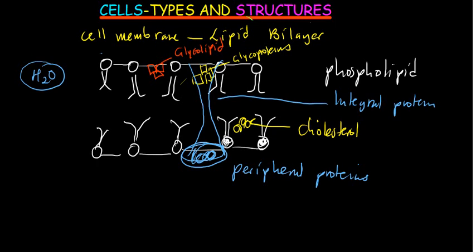Now, we also have glycolipids here. Glycolipids are found on the extracellular faces. They are found more at the ends of the cell membrane, and they are found more also in eukaryotic cells.